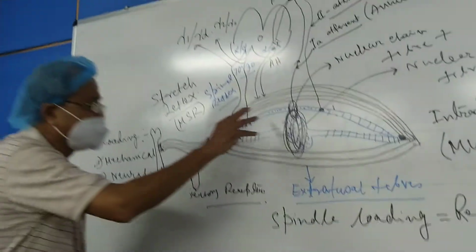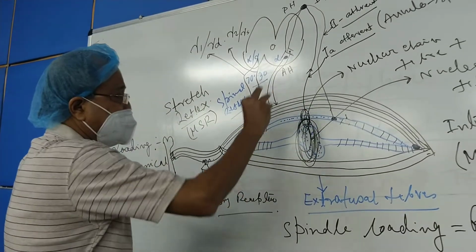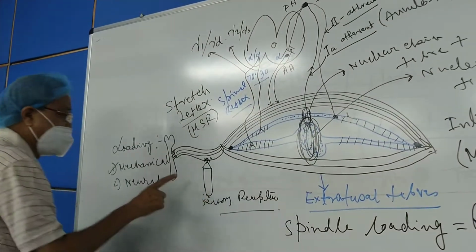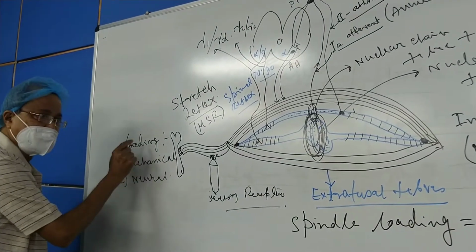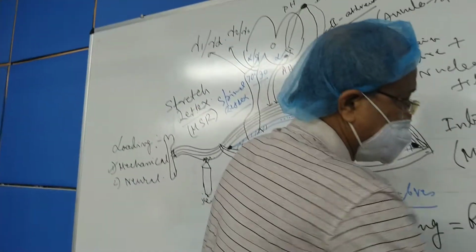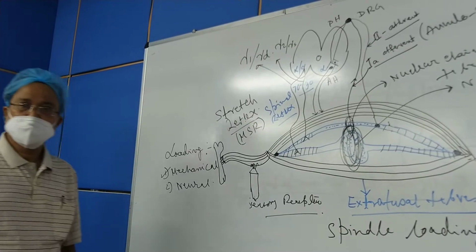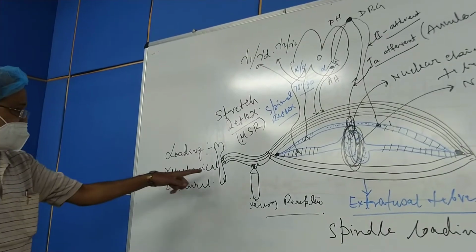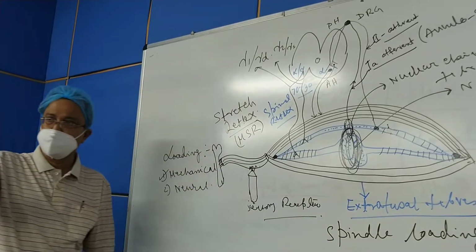This stimulation of the central region of the nuclear bag and the chain fiber is known as muscle spindle loading. Loading means stretching or receptor stimulation in this case. Is this clear? So this is the mechanical means. Mechanical, you are striking the tendon with the hammer, which you will have to do in your practical class.